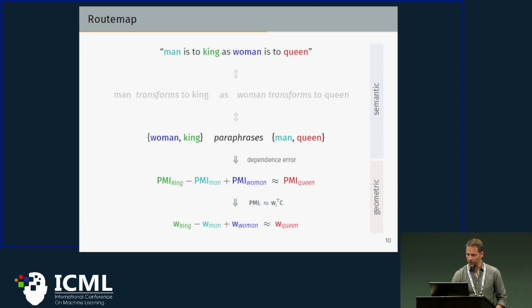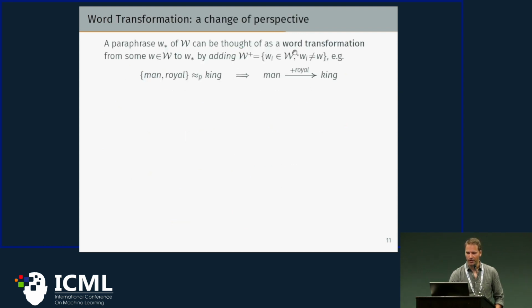And now, importantly, we've linked from geometry through to semantics, but not the semantic relationship we're looking for. We're saying that this paraphrase is a sufficient condition for this relationship between word embeddings, but it's not the semantic relationship of an analogy. So we now look to explain how these two are the same. And in fact, it's just a change of perspective. We look to reinterpret a paraphrase as a word transformation.